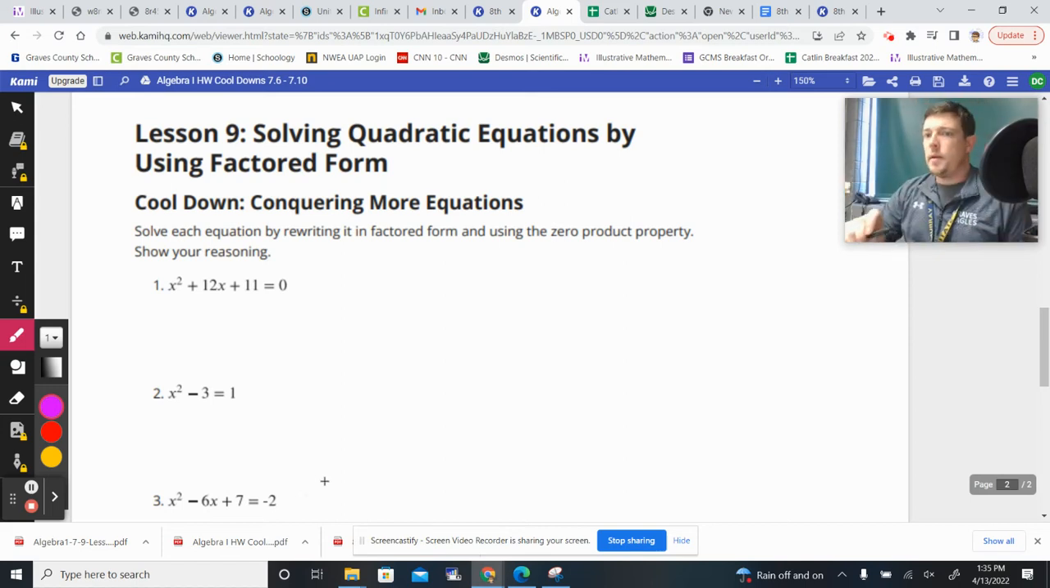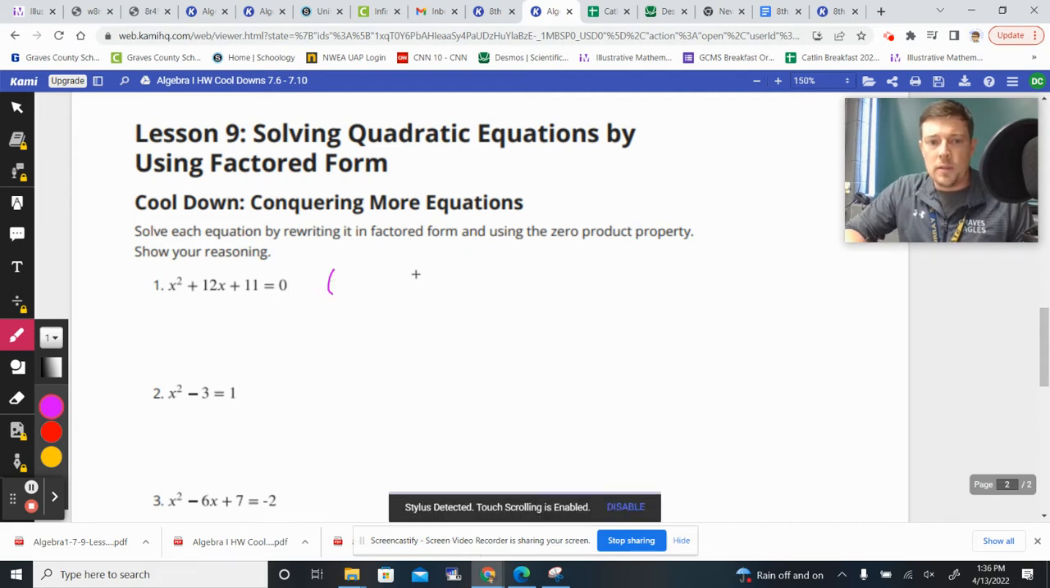Hey, Algebra 1, Mr. Catlin here, going over your homework, lesson 3 for your algebra homework. And we are solving quadratic equations by using our factored forms. And this first one is already in standard notation, so we can jump right into it.